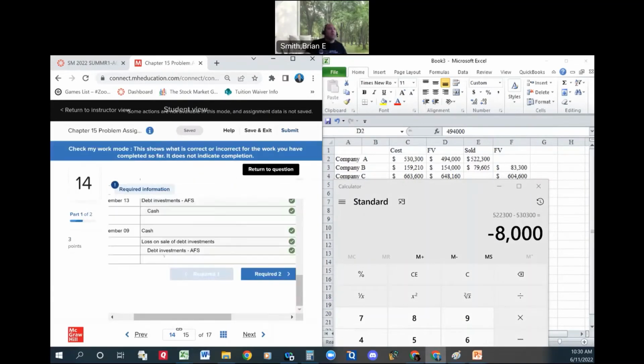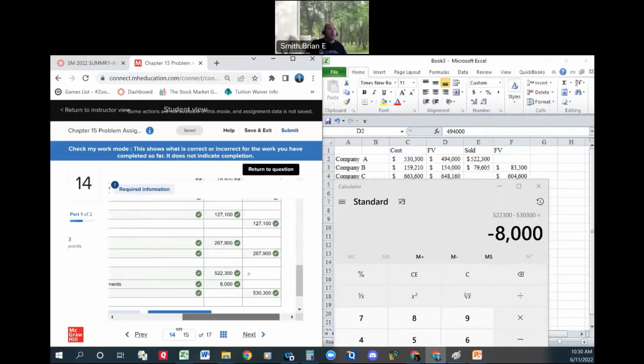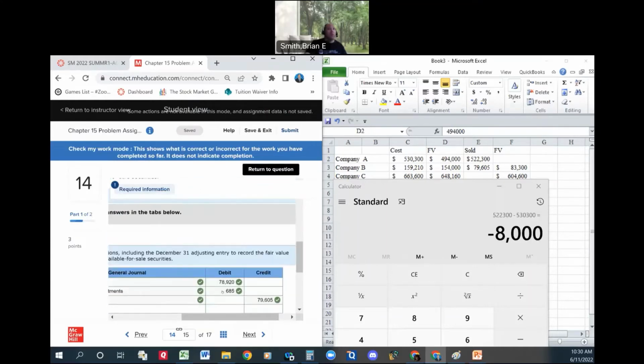Okay, it looks good. Hold on, let's see if the amounts are right though. Yeah, all right, so we're good, okay? We're not done because we have more of the other stuff to do. But that's how I do this, okay?